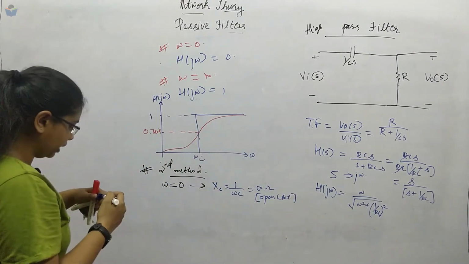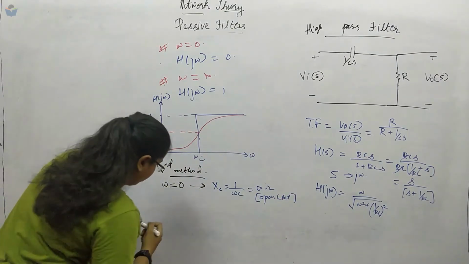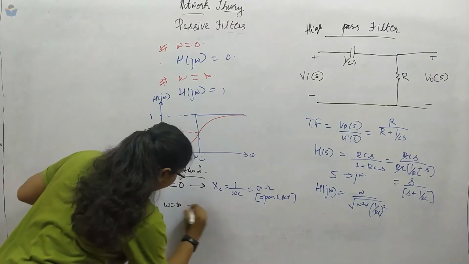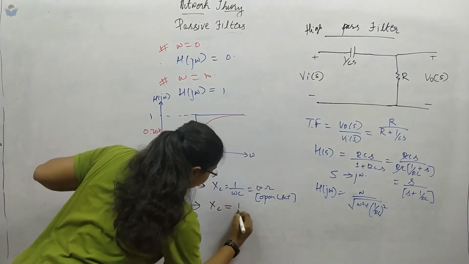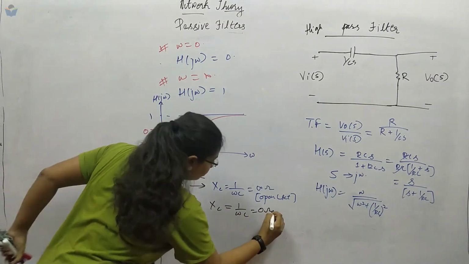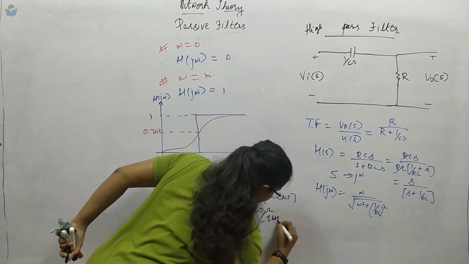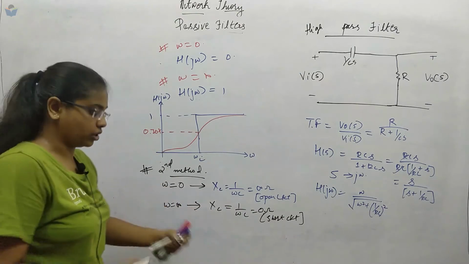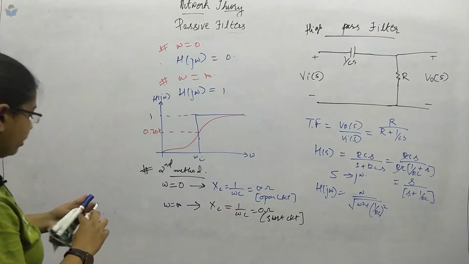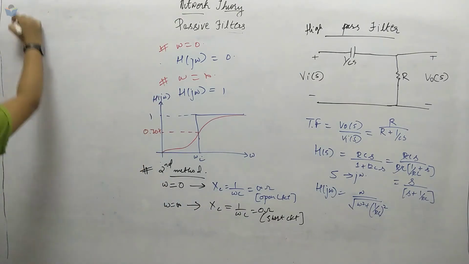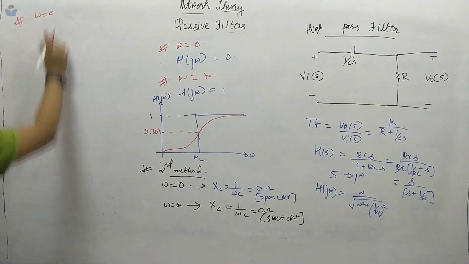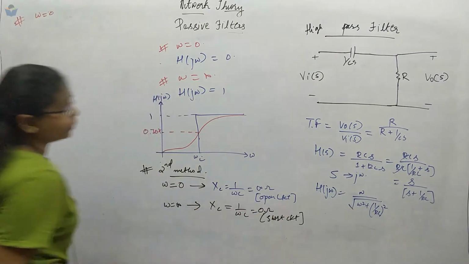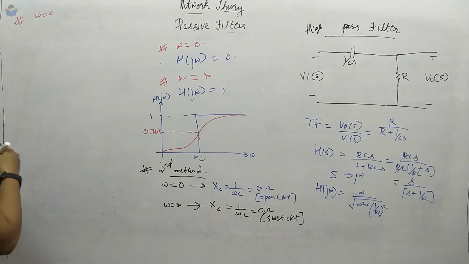Similarly, for omega equal to infinite, XC will be equal to 0 ohms, which means short circuit. Okay, it is the condition for the short circuit. Now we will draw the diagram. First, at omega equal to 0, how does the capacitor behave? Open circuit. Okay, draw the open circuit now.